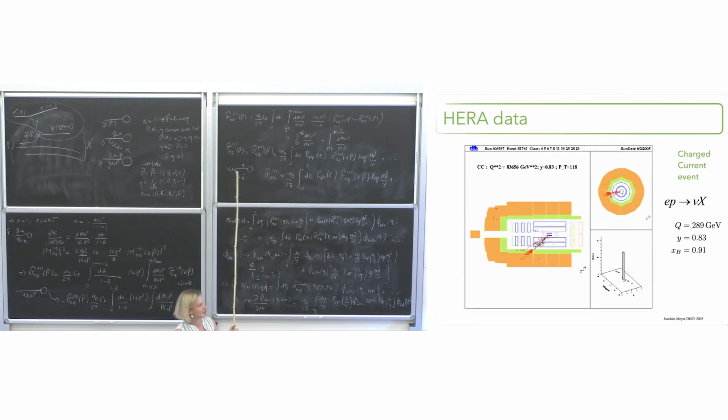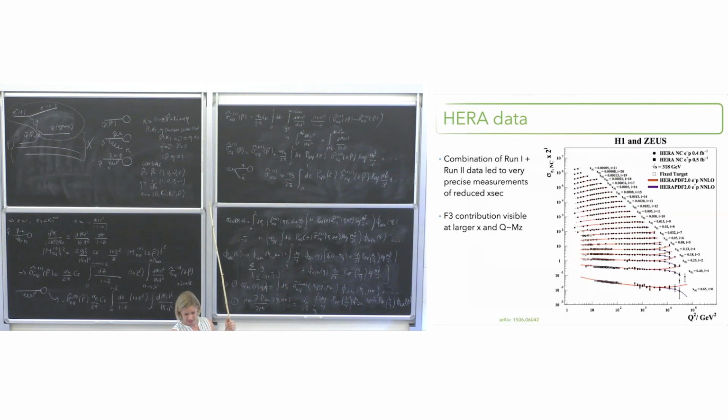Then you also have charged current events where you have a W that mediates the deep inelastic scattering, so you don't see the outgoing lepton because it's a neutrino, so you just see the incoming electron or positron, and you see missing energy, which is the one corresponding to the neutrino, but you can reconstruct it from the jets. So these are data that are a bit less precise because of the missing energy. So the more precise are the neutral current ones, the ones that are mediated by a Z or a photon. These are less precise, but are very important.